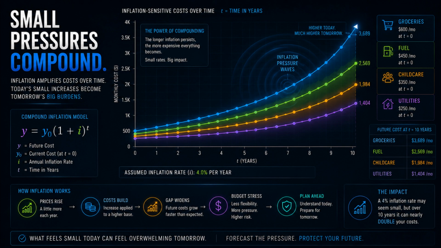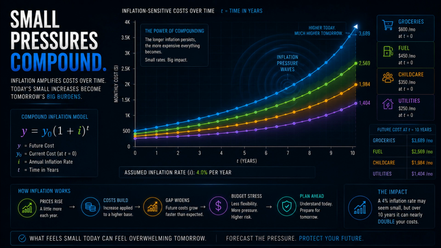Here, y is the future value, y naught, or y subscript 0, is the starting value. I is the inflation or growth rate, and t is time in years. This formula tells us that the future cost depends on the starting amount, the growth rate, I, and the amount of time that passes, t.